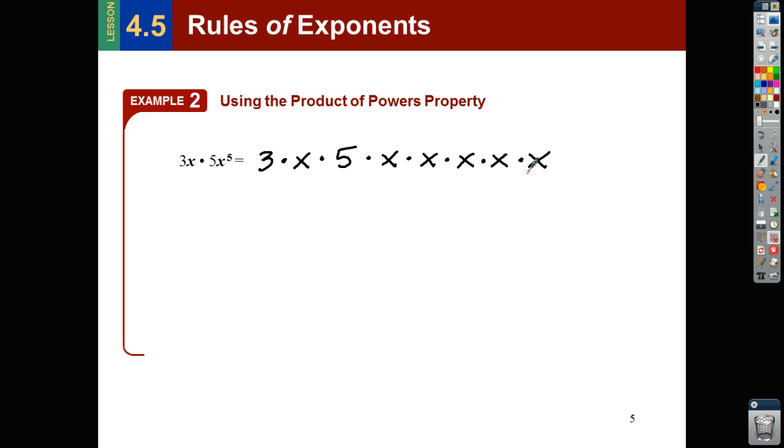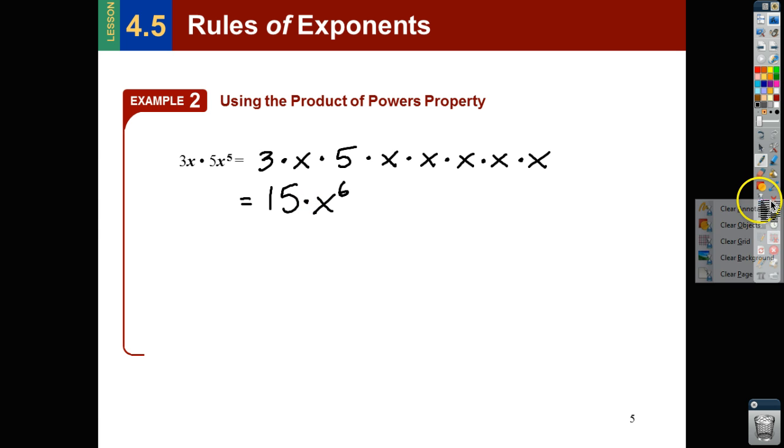And then I would say, okay, let's see. How many x's am I multiplying, right? Here's 1 and here's 5. So altogether I'm multiplying x 1, 2, 3, 4, 5, 6 times. And then I'm going to multiply 3 times 5, and I know what 3 times 5 is. That's 15, so it's 15 times x to the 6th power.